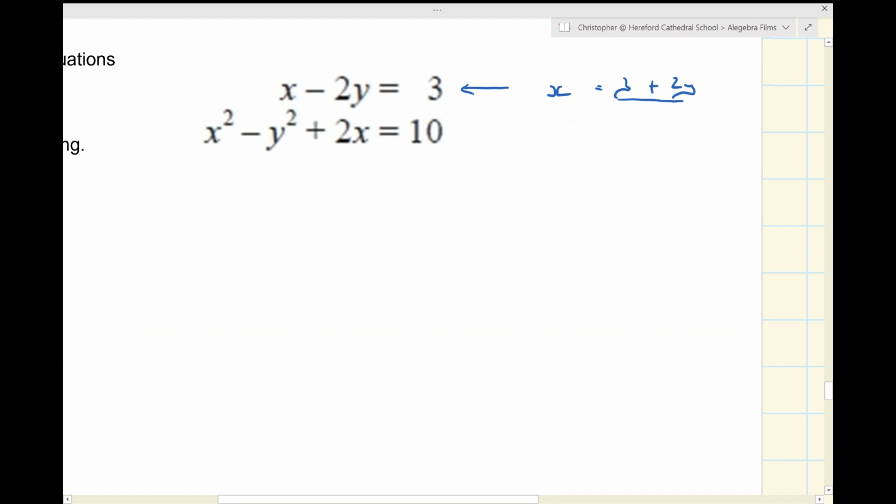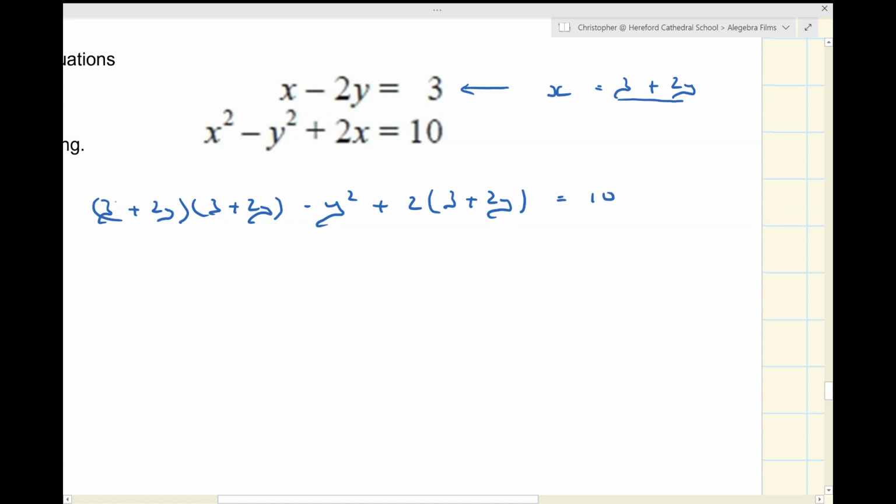So instead of x squared, I'm going to have 3 plus 2y multiplied by 3 plus 2y. Then I've got minus y squared plus 2 lots of x, so that's 2 lots of 3 plus 2y equals 10. Right, let's solve this equation.